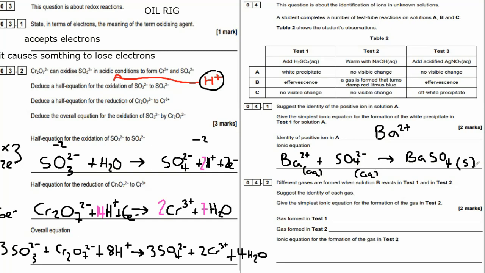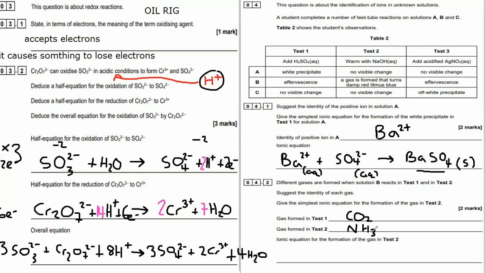Okay, let's look at 4.2. Different gases are formed when solution B reacts in test 1 and 2. Suggest the identity of each gas. Give the simplest ionic equation for the formation of the gas in test 2. Okay, so the gas formed in test 1, we can see it effervesces. So that's going to be carbon dioxide. If you add an acid to something and carbon dioxide comes off, it's likely to be a carbonate. We've got carbon dioxide coming off there.